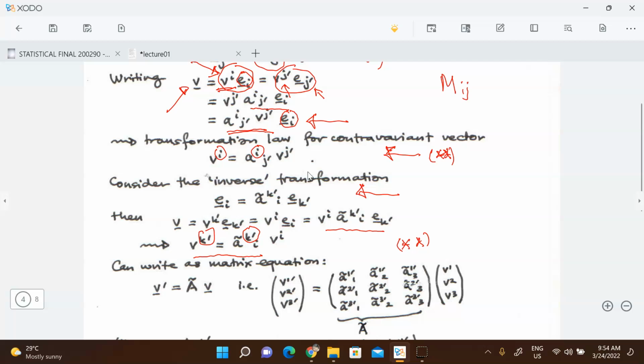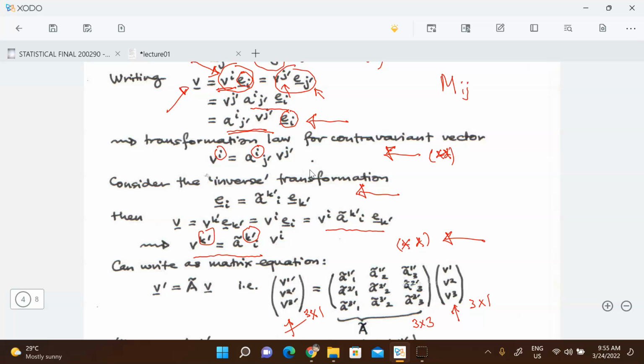Okay? So one of the ways to think about this equation, for example, is to think in terms of column vectors. You can think of your V over here, with the index on top, the contravariant vector, as a column vector. And then the other side is also a contravariant vector in a different coordinate system, the dash coordinate system. So you have another column vector over here. So this is 3 times 1. If you want to make this consistent, then this A has to be 3 times 3. Simple, right?